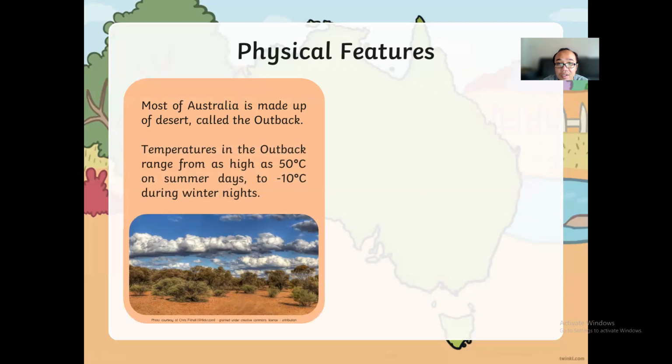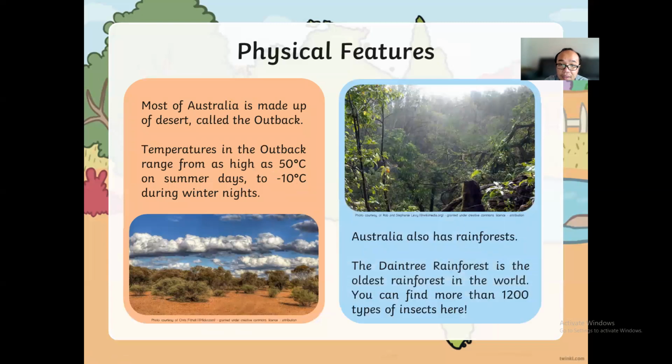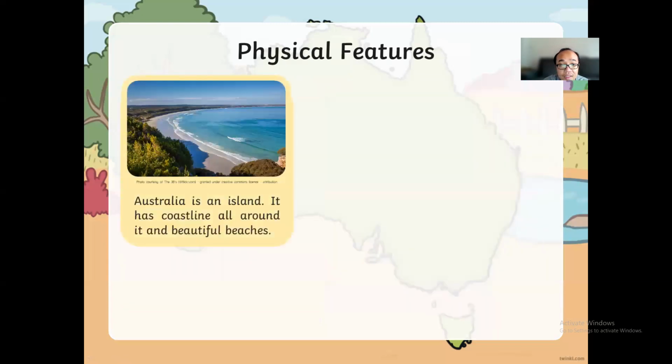This is the physical features, about the landmarks. Most of Australia is made up of desert. The highest temperature is 50 Celsius, and during winter nights it is -10 Celsius at the minimum. Australia also has rainforest. And Australia is an island, the largest island in the world.